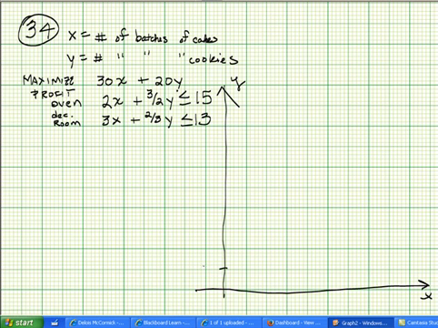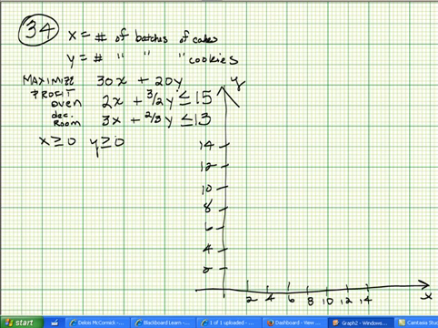And we're going to count by 2's. We know we want x and y to both be greater than or equal to 0. There's no way they could be negative.